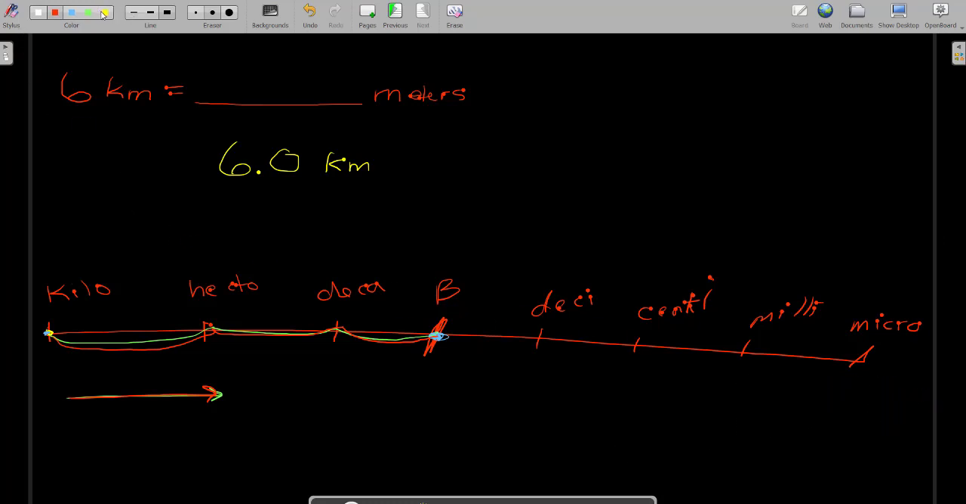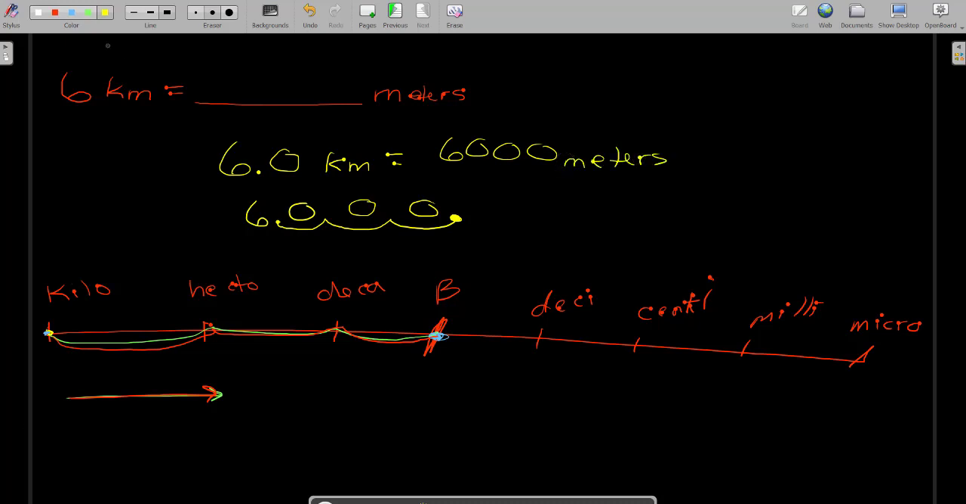Okay, so I have 6 kilometers, so I have 6.0. But to get from kilo to base, I need to go to the right 3 places. So I'm going to find my decimal place, go 1, 2, 3 places, move my decimal place, and fill in these little holes with zeros. My new number: 6 kilometers equals 6,000 meters.